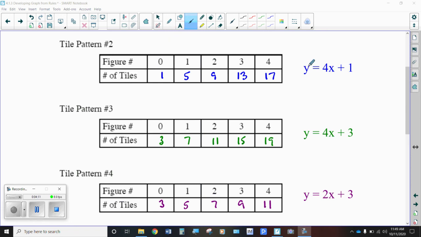You can see with tile pattern 2, the growth rate was growing by 4 every single time. So we created the rule y is equal to 4x plus 1, where the 4 is the growth rate or the growth factor, and 1 is the starting amount, and we always start with figure 0. So when x was equal to 0, y was 1. When x was equal to 1, y was 5. When x was equal to 2, y is 9. And of course, these correspond to the figure numbers and the number of tiles. So figure 1 had 5 tiles in it.